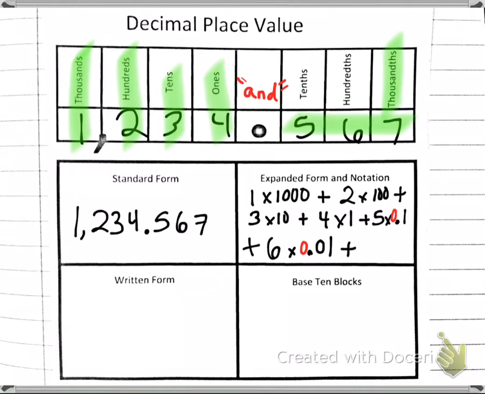The next number and the last number that I have is a 7, and that's in the thousandths place, so I have to multiply that by 0.001, or the correct way to say it is 1 thousandth. And again, you can put the 0 in front. Now that was expanded notation.